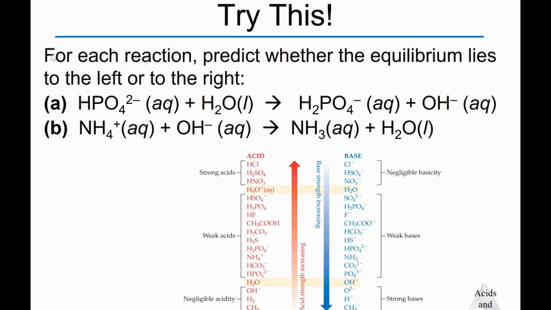All right, so try this. For each reaction, predict whether the equilibrium lies to the left or to the right. I left the acid base strength diagram up here. Take a couple minutes, see if you can figure it out, and then we'll post the answers and go from there.